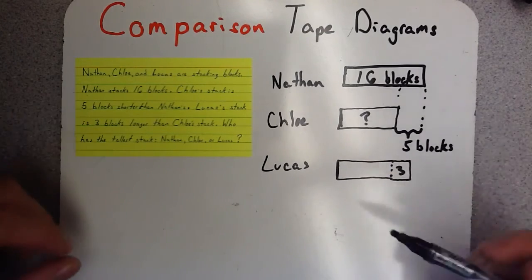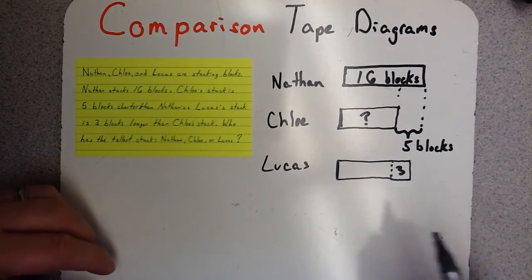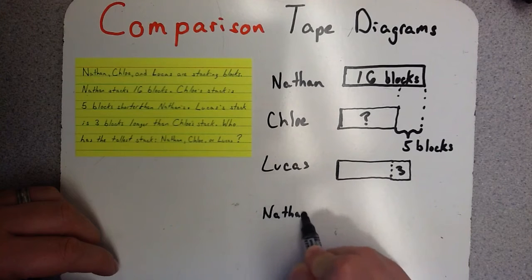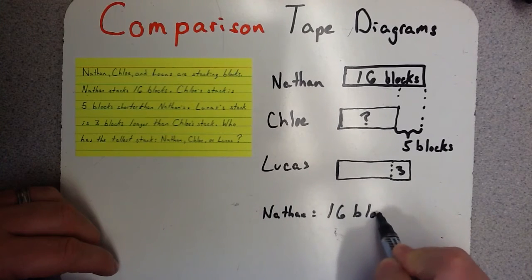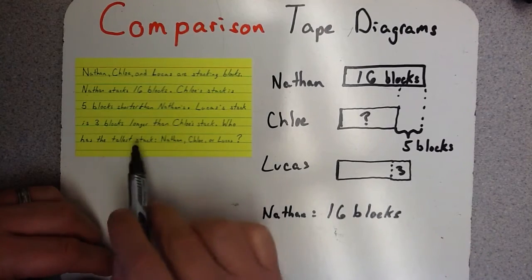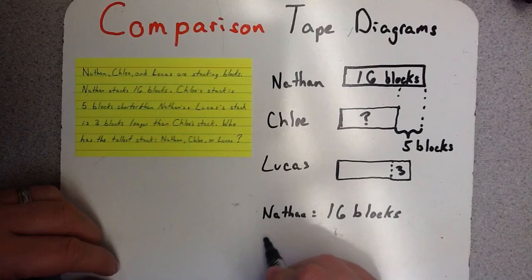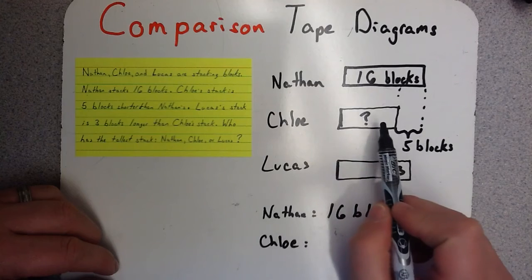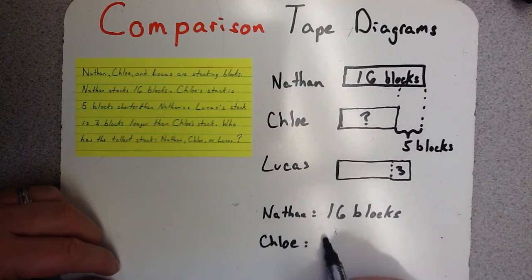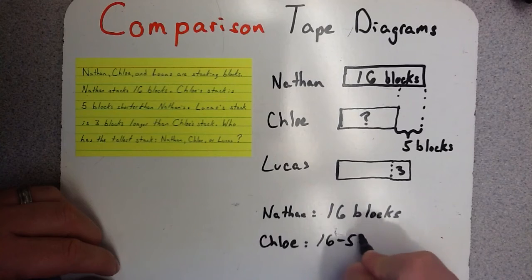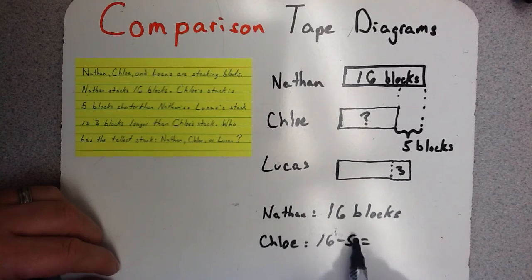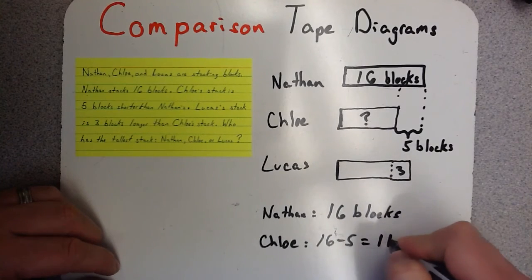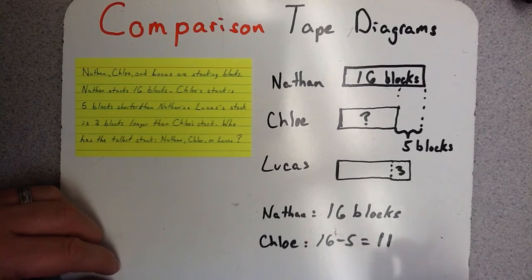So now I just need to figure out each of these. So let's look at some expressions to figure these out. So I know Nathan is 16 blocks. Right? Because I'm figuring out who has the tallest, who has the most blocks stacked. Now Chloe, let's look at what information we have for Chloe. Chloe is, we don't know, but it's 5 less than 16. So I'm going to do 16 minus 5. Well, I have 6 ones. I take 5 away. So it would leave me with 1 one, and I'm not touching that 10. So 1 ten and 1 one are 11. So 16 minus 5 is 11 blocks.